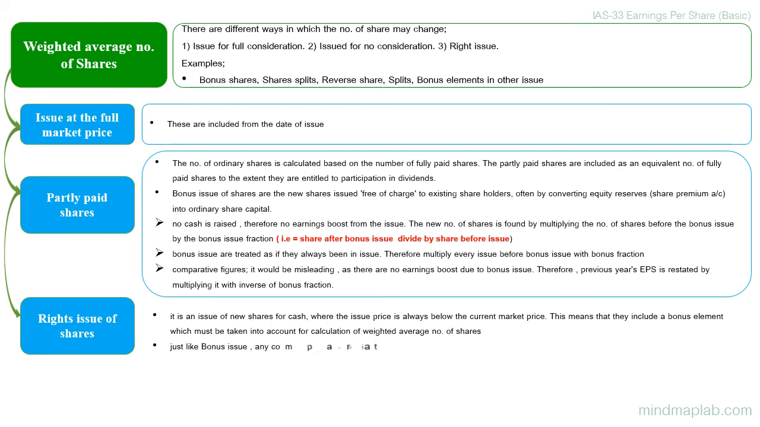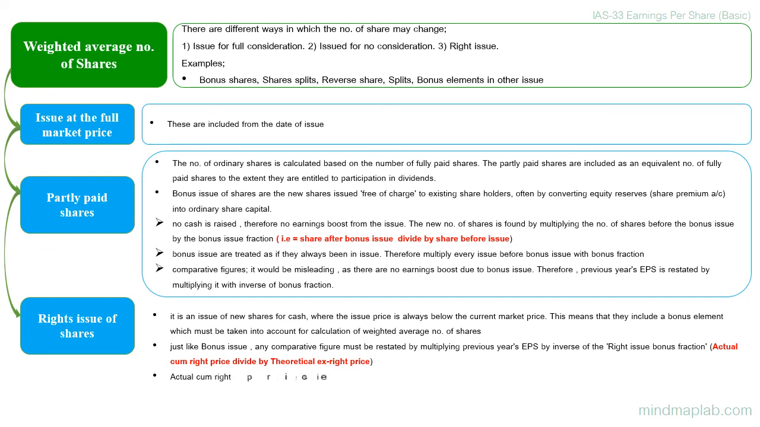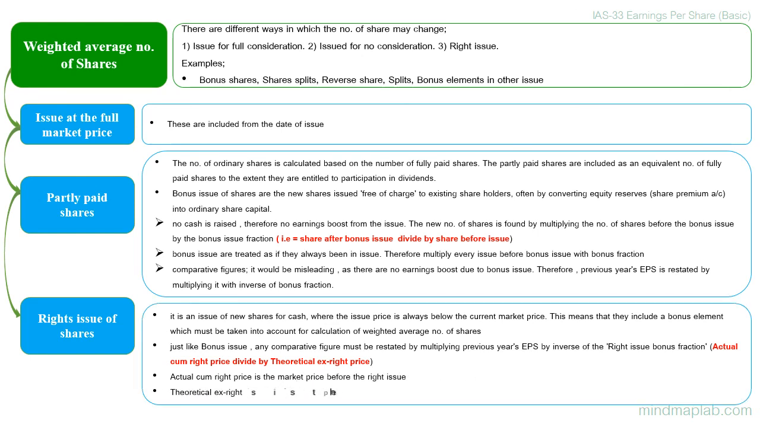Just like bonus issue, any comparative figure must be restated by multiplying previous year's EPS by the inverse of the rights issue bonus fraction, that is actual cum rights price divided by theoretical ex rights price. Actual cum rights price is the market price before the rights issue. Theoretical ex rights price is the price at which the entity issued the shares.